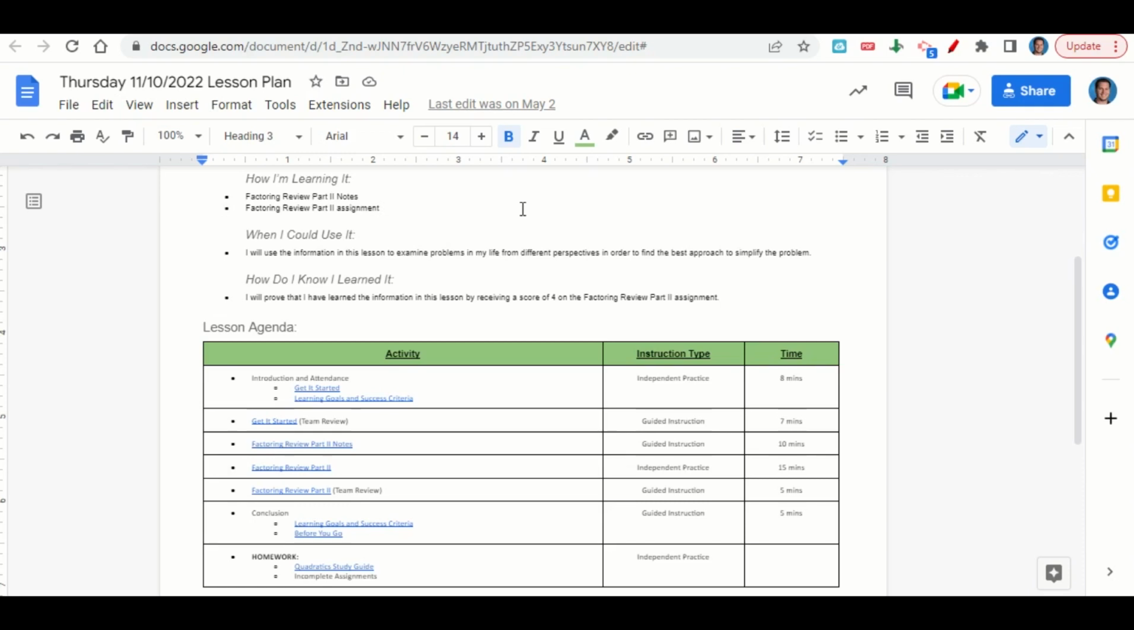At the end of class, we'll go back over our learning goals and success criteria while you fill out your Before You Go. Your only homework for tonight is to continue working on this quadratic study guide and any incomplete assignments that you may have.